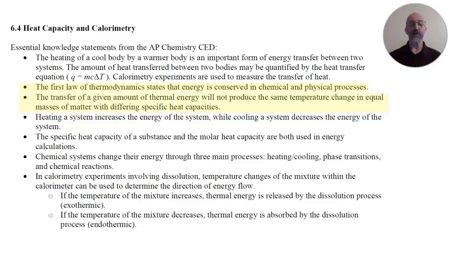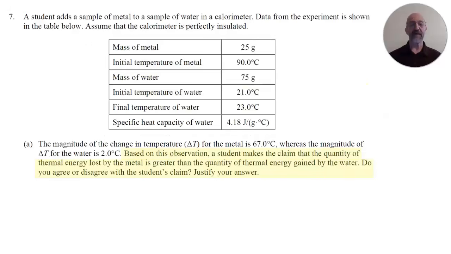And then I will also mention that when you have a situation in which you have the same amount of thermal energy for two different substances, they would not produce the same temperature change, even when you have equal masses. So it's that difference in the specific heat capacity that will affect the magnitude of delta T, even when you have the same mass and the same amount of heat or thermal energy. All right, now back to the answer to part A of question 7.